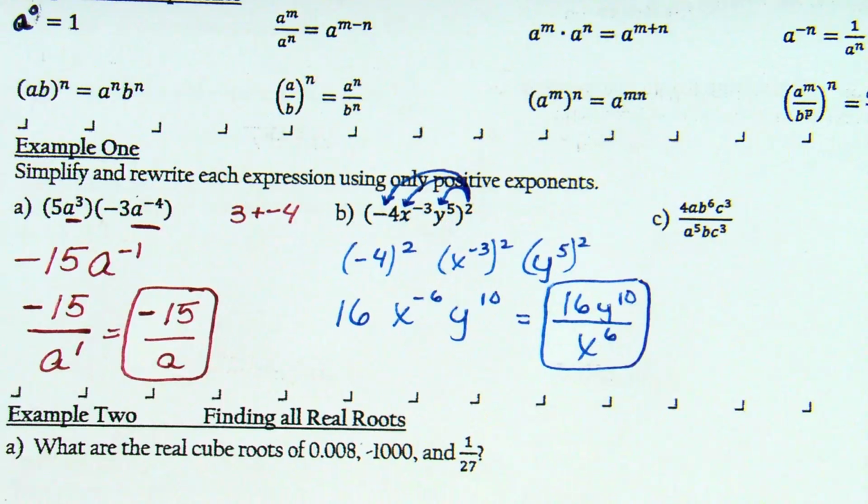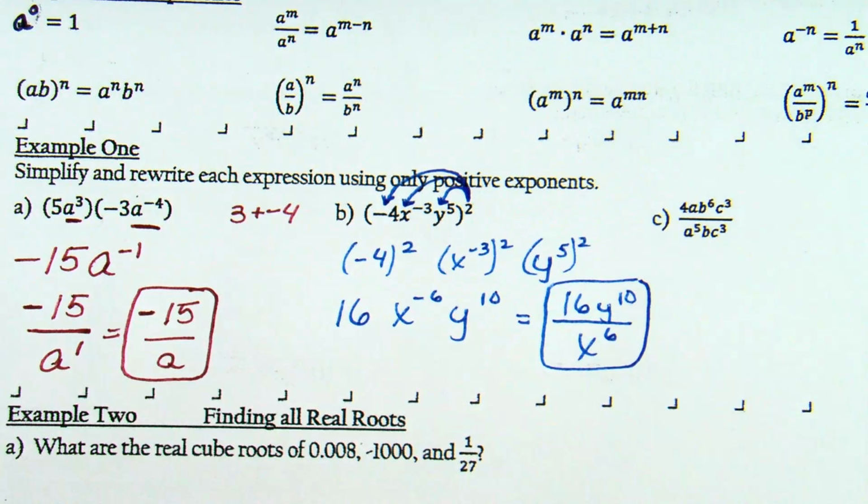Okay, C. 4a b to the 6th, c to the 3rd, divided by a to the 5th, b, c to the 3rd. Any thoughts on where to begin here? Since it's c to the 3rd on top and bottom, c to the 3rd, top and bottom.